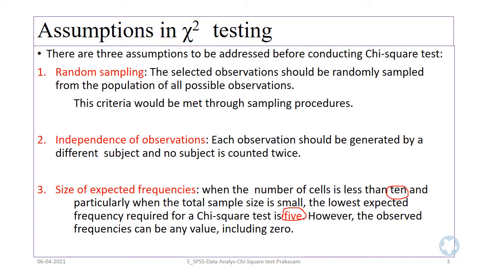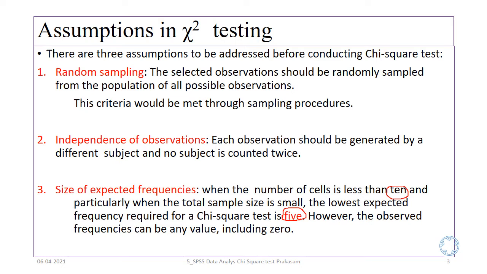There are assumptions involved in the chi-square test. While doing the testing, there are three assumptions involved basically. The first and foremost one is random sampling. The selected observations should be randomly sampled from the population of all possible observations. There should not be any bias in that. This criterion would be met through sampling procedures.